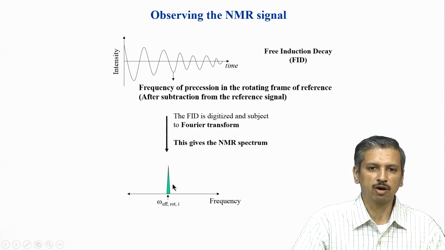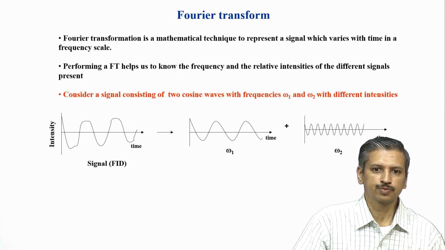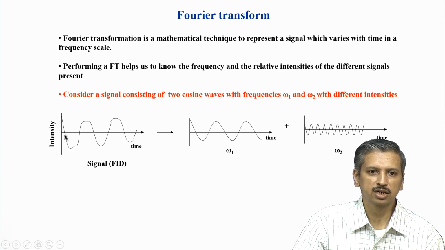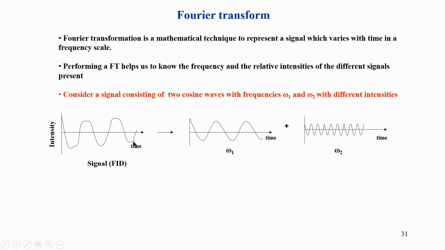So, that is what we will see now if you have multiple signals. This is what is shown here: Fourier transform basically takes any signal which varies with time. This is an arbitrary signal detected by NMR, let us say made of 2 cosine waves. We may have 2 signals, let us say 2 protons in my molecule. For example, if you are looking at a molecule such as methanol, you will have 2 frequencies, CH3 and OH.